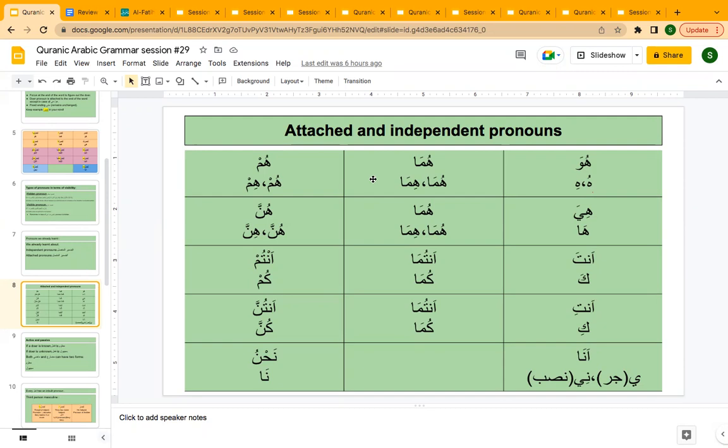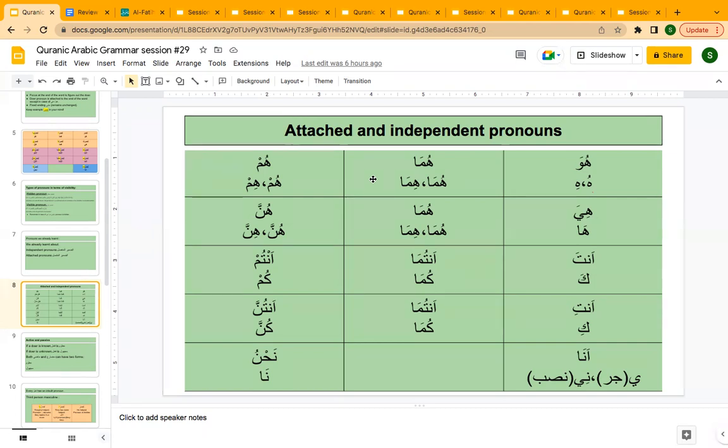For example, kitabuna. So kitabuna means our book. So na is always going to be jar because it is the book of ours, right? Because of the idafa construction, your pronoun is always jar in status when it attaches itself to an ism.